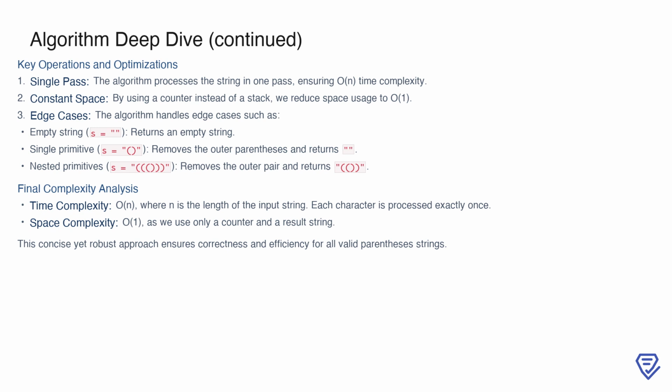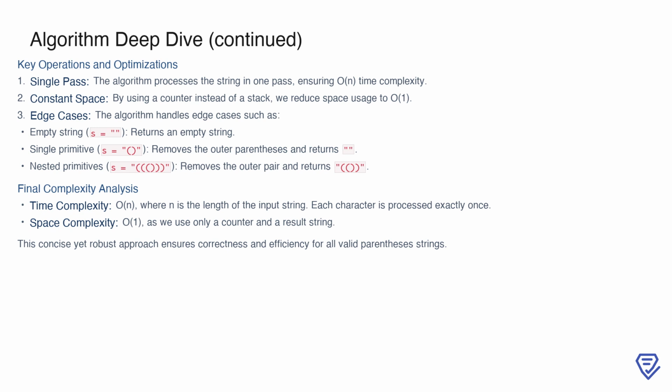For an empty string, it simply returns an empty result. For a single primitive, such as, it removes the outer parentheses and returns an empty string. Nested primitives, like, are handled seamlessly by removing only the outermost pair, resulting in. These optimizations and considerations make the approach both effective and reliable for all valid parentheses strings, ensuring correctness and efficiency in every scenario.